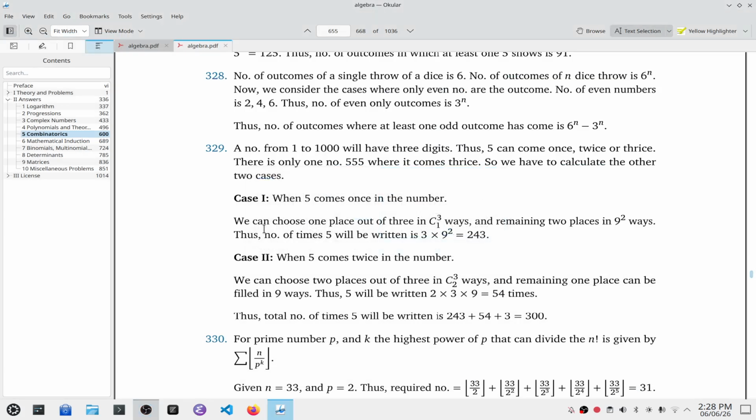In this video, we will solve question number 331 to 340 of permutations and combinations.